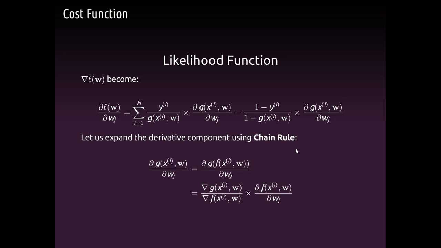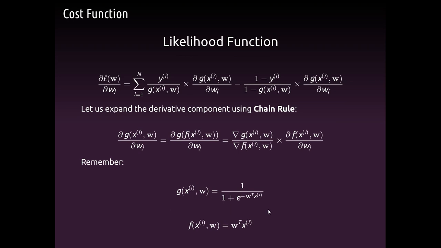And now, if you remember, the function g of x super i and w is actually a nested function, which means that the logistic function g of x super i and w contains another linear function f of x super i and w. So if you want to differentiate g with respect to wj, we will use the famous rule of differentiation called the chain rule, which states that the derivative of g of f of x super i and w with respect to wj is equal to the derivative of g with respect to f, multiplied by the derivative of f of x super i and w with respect to wj.